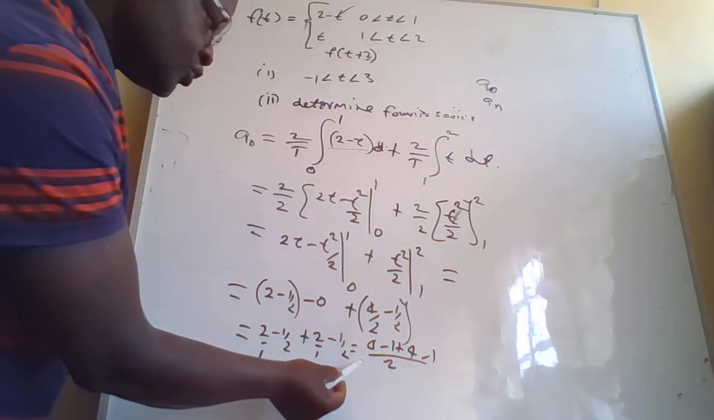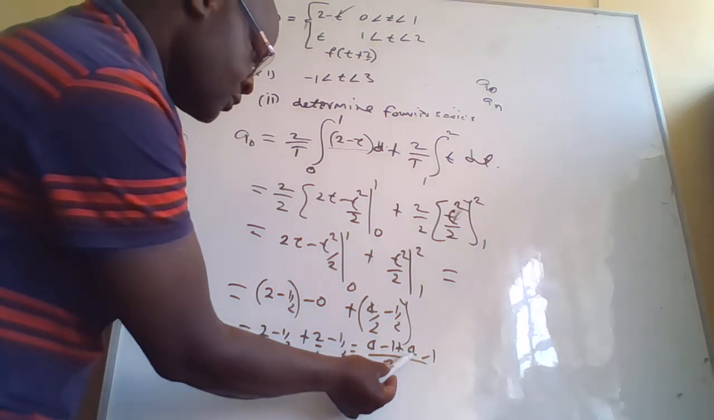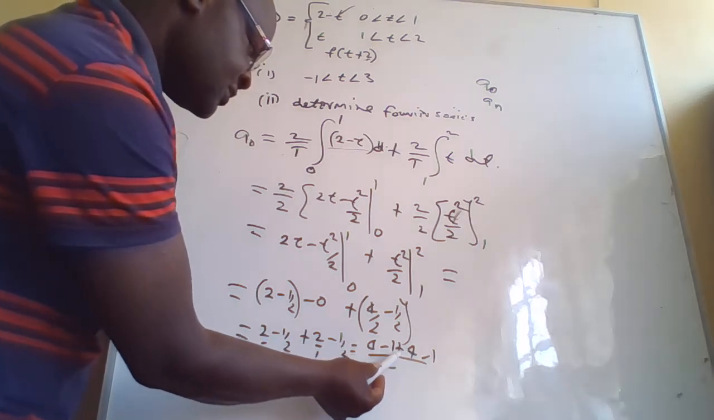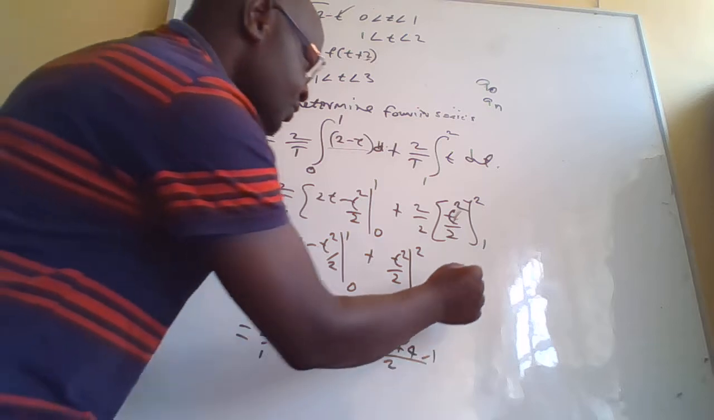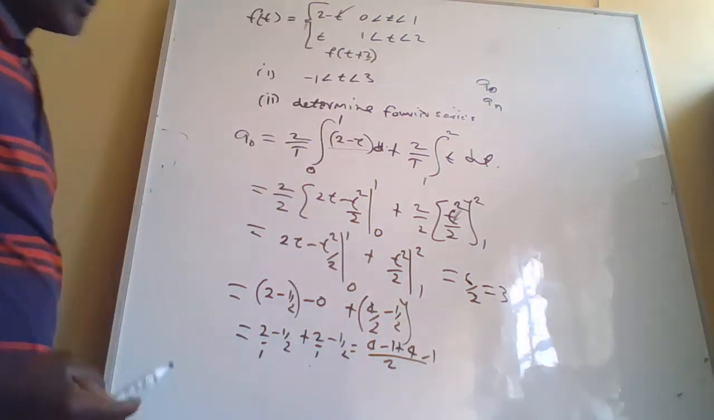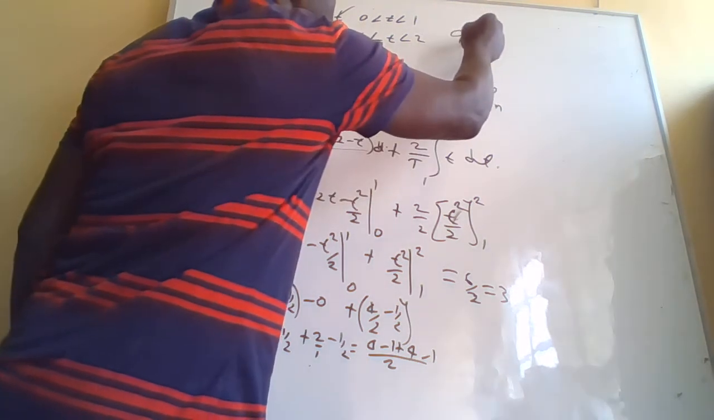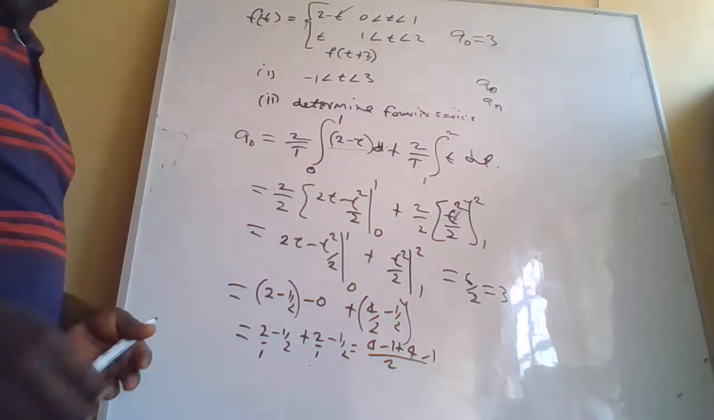So this equals to 4 plus 4 is 8, minus 2, 6 over 2 is equal to 3. Therefore, our a0 equals 3.